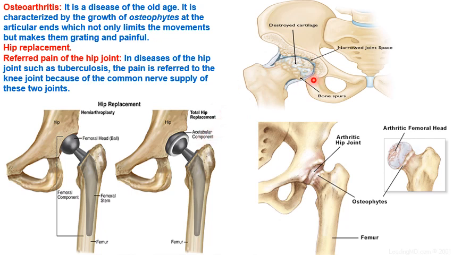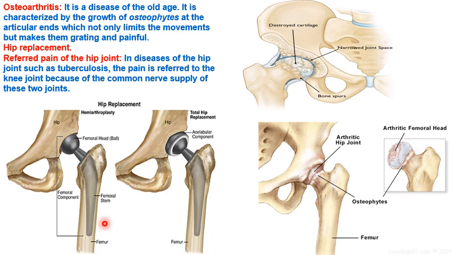And because of this condition, there can be referred pain to the knee joint. The patient with osteoarthritis of the hip joint will have pain in the knee joint also, because of the common nerve supply of these two joints, that is the femoral nerve and the anterior division of the obturator nerve as well. If there are osteoarthritic changes only of the head, only the head replacement is done, and that is called hemiarthroplasty.